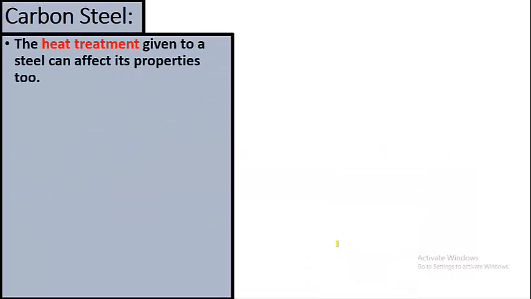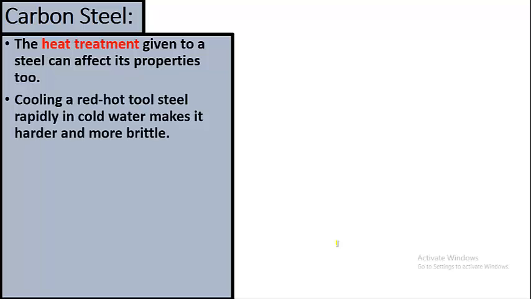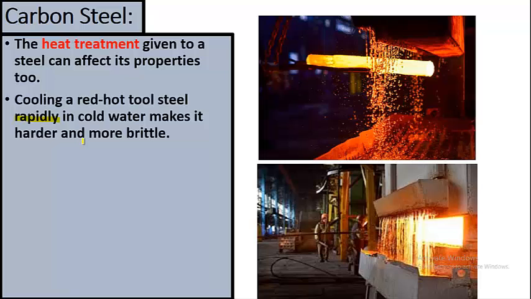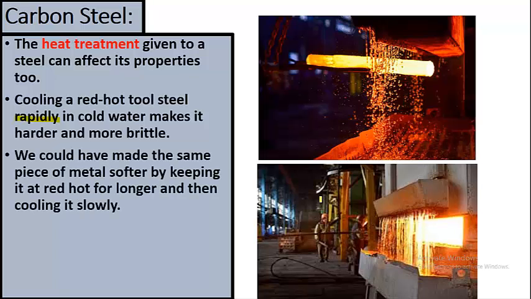Now what are the effects of heat treatment on a steel? As you can see over here, cooling a red hot steel rapidly in cold water makes it harder and more brittle. That is, if a red hot steel is suddenly cooled down in cold water, it will become harder and brittle. We could have made the same piece of metal softer by keeping it red hot for a longer time and then cooling it slowly. As you can see, the metal would be softer as compared to the previous one.